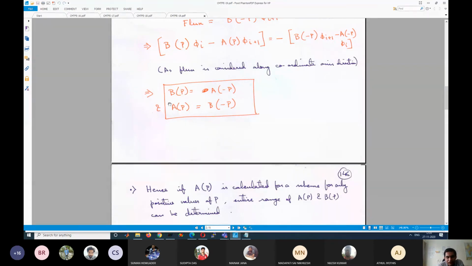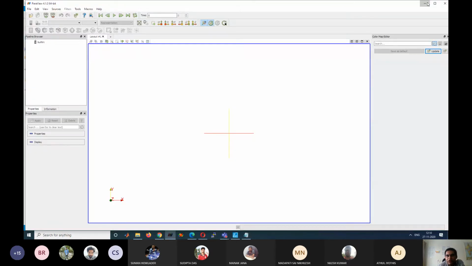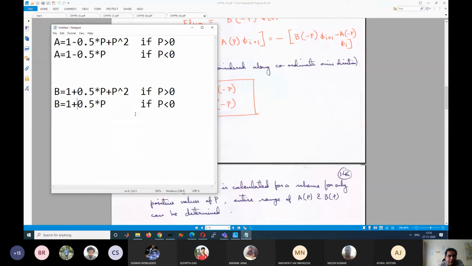What I mean to say is that if you know the value of A or B for any side, say from 0 to infinity, only the positive values of P, you can find the values of A for the negative direction as well as B for both positive and negative direction based on the derivations that we have done. So everything can be defined if you can just find the function of A for the positive values of Peclet number. That is the crux, and this is true for the correct values. I don't know whether I have written this correctly or not, because this is arbitrary. For an actual scheme this will be true, but I think both conditions are satisfied.